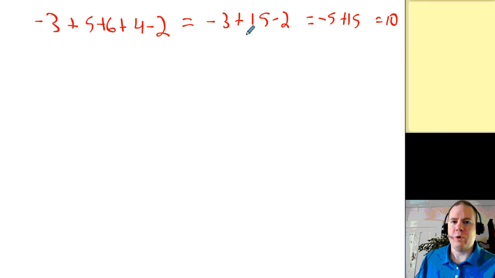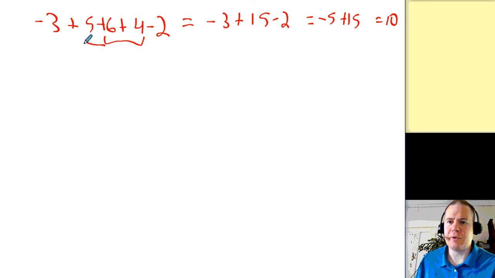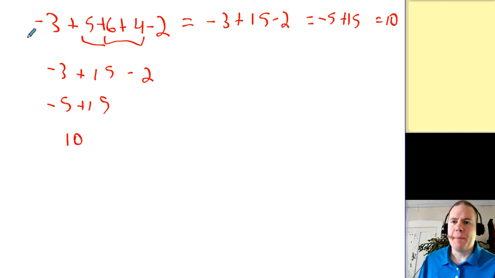Now that works, but it's a lot easier to see. Okay, here's 10. 10 plus 5 is 15. Okay, negative 2 and negative 3, negative 5 plus 15. 15 minus 5, that's 10, right? By having a new line for each expression, it's clear to see what's going on.